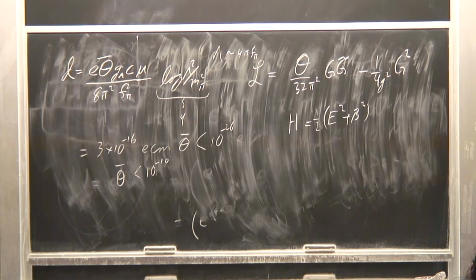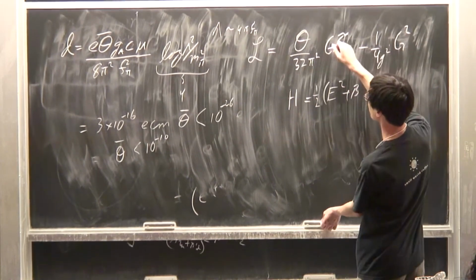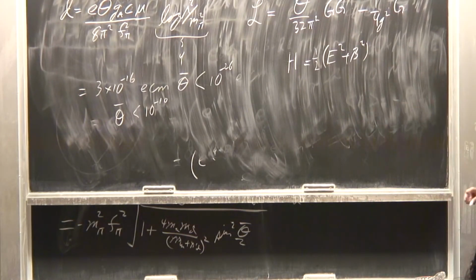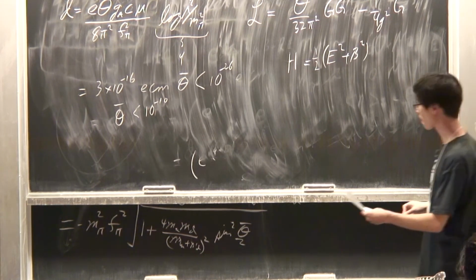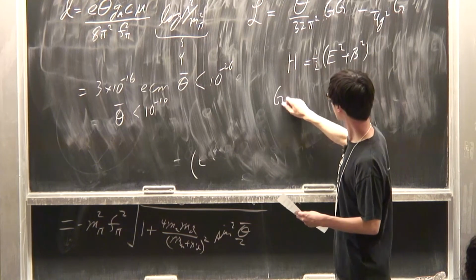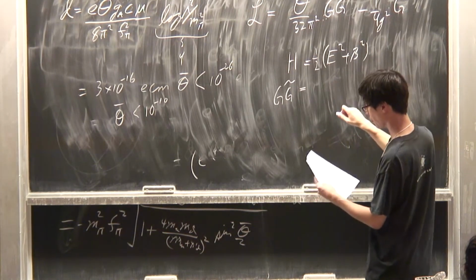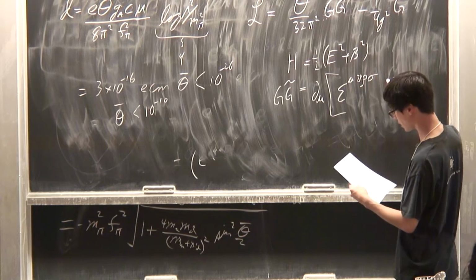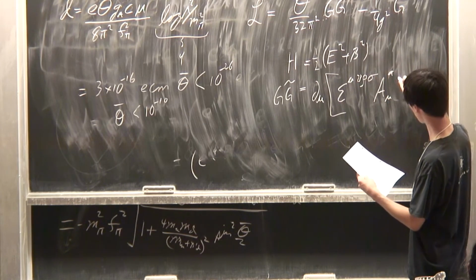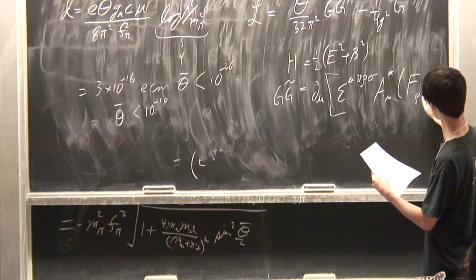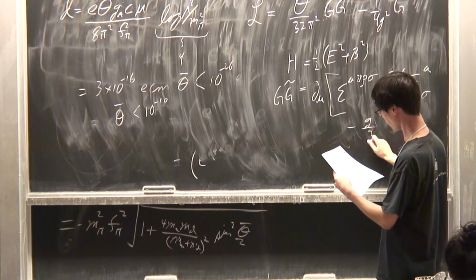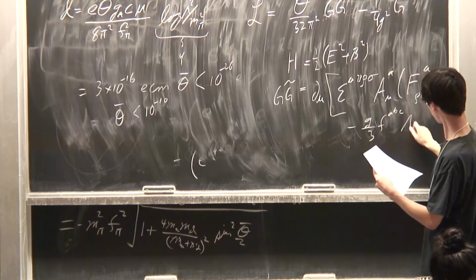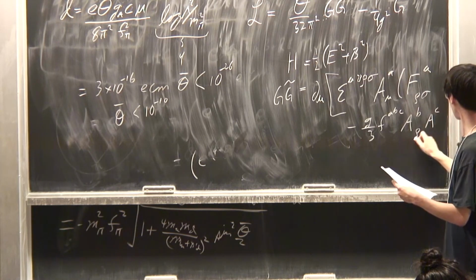A related thing is if you look at theta G G tilde, okay, I have to go super fast. This guy here is a total derivative. G G tilde equals d mu of this absolute ungodly mess of indices: epsilon mu nu rho sigma times A nu a times F rho sigma a minus g over 3 f a b c A rho sigma.